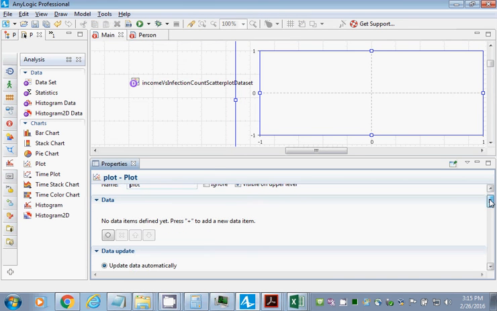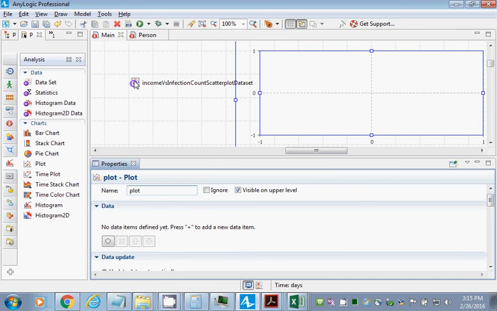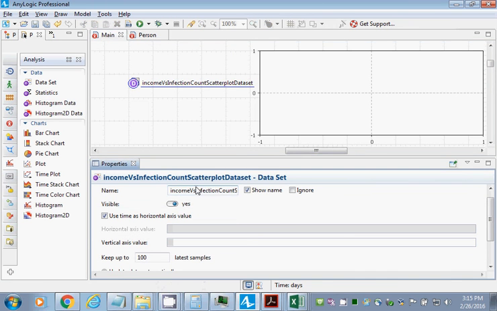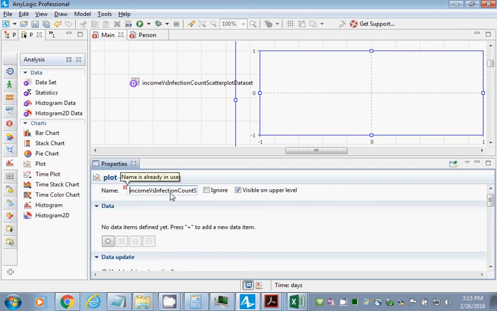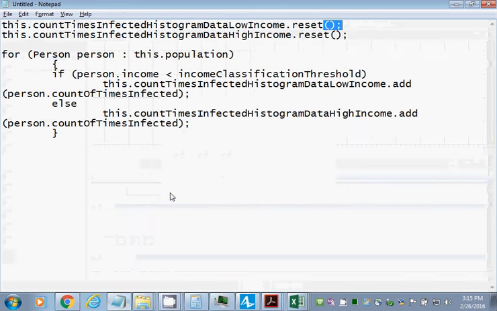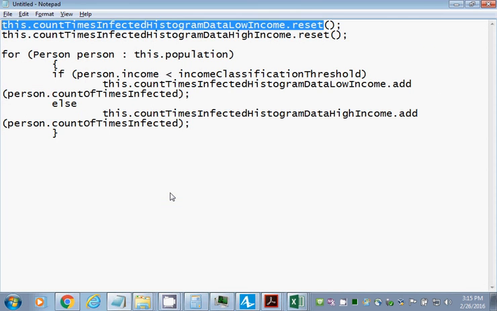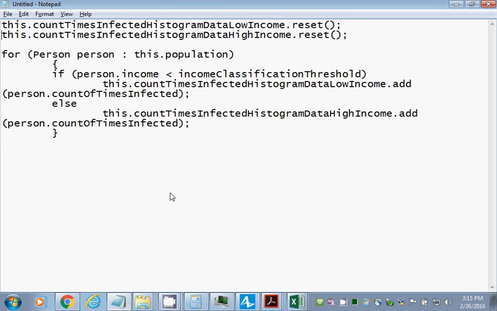And then the other one's scatter plot. What do you think the scatter plot needs to do to work? To what must it refer? Yeah, it has to refer to the data. I think you should see a general pattern of this. Often we have charts, and the charts have to refer to the corresponding data item.